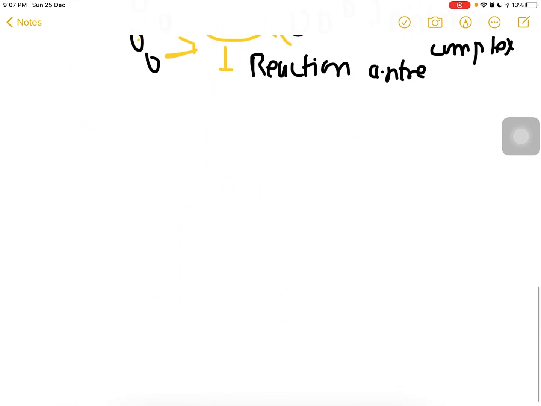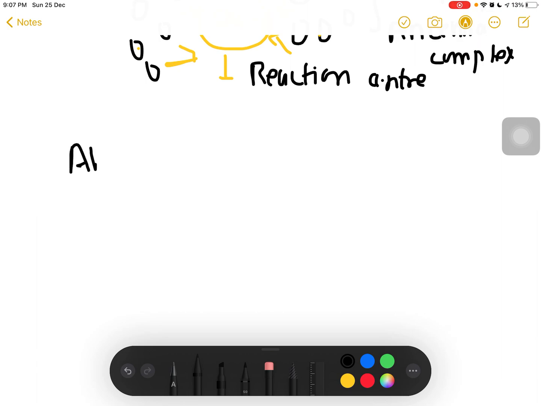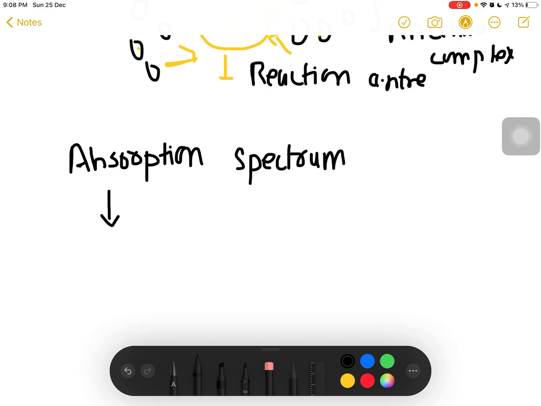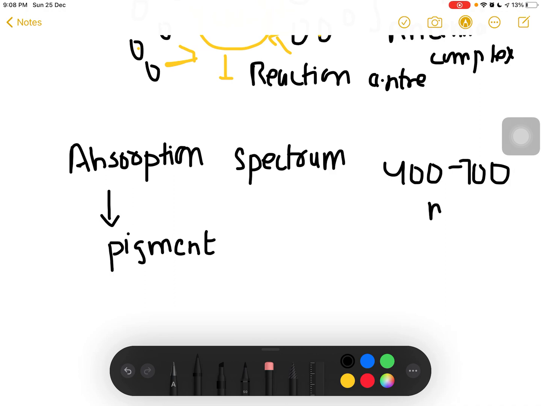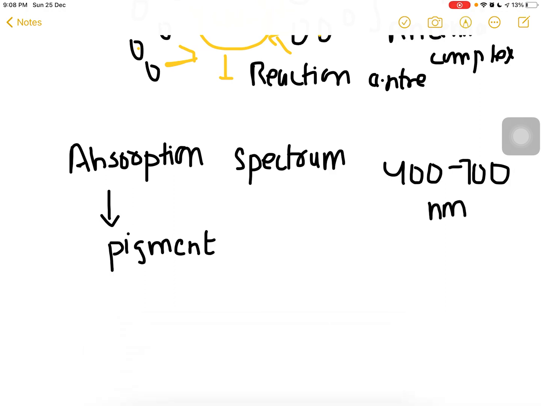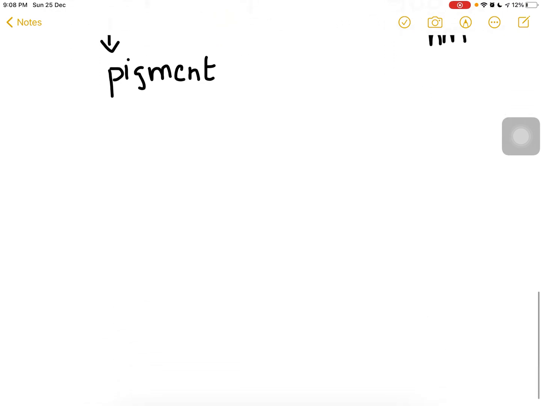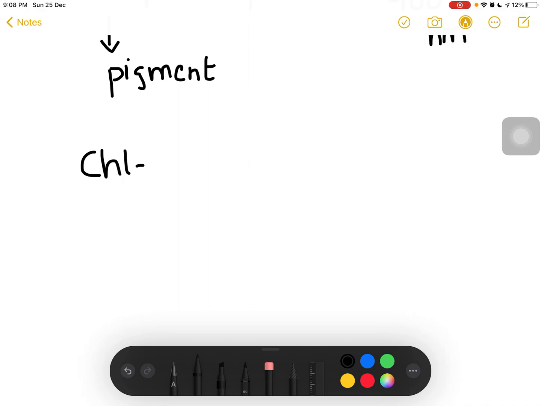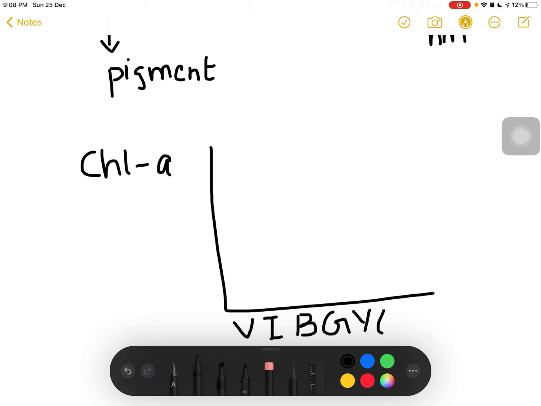Now, what is the absorption spectrum? The absorption spectrum means which pigment absorbs which wavelength, right? And from the sun we have 400 to 700 nanometer light. So if we talk about chlorophyll A, we have an absorption spectrum. If I draw the graph of chlorophyll A, then we have, for example, VIBGYOR.